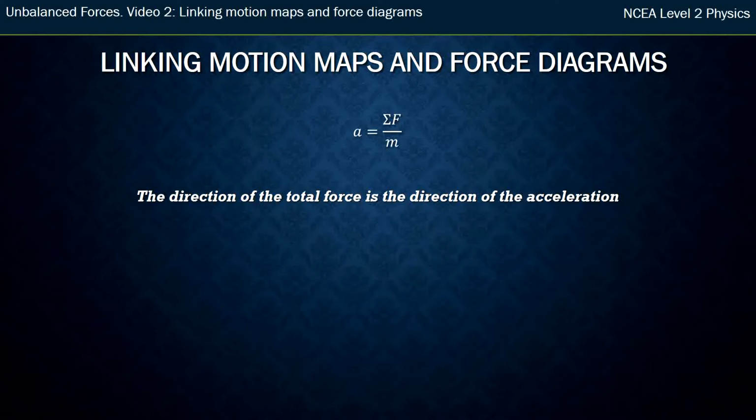In the last video, we looked at Newton's second law, and the summary I left you with was that there's a formula for it, and the way I like writing it is acceleration is due to the total force on an object divided by its mass. The other important point was that the direction of the total force is always the direction of the acceleration. I want to explore that using motion maps, which we've done in the constant velocity and acceleration video series, and force diagrams.